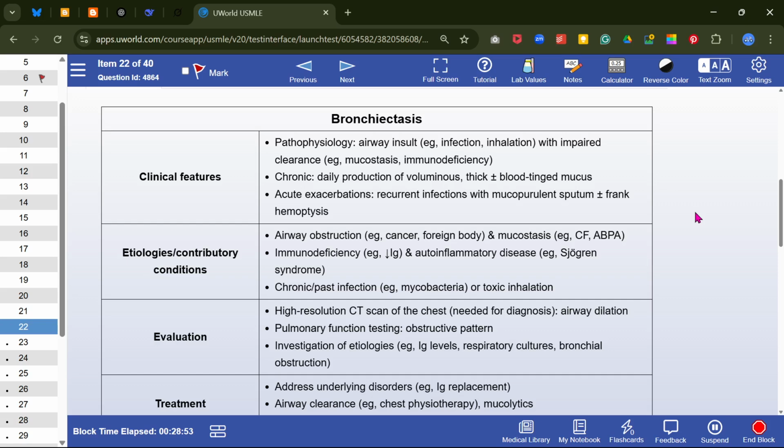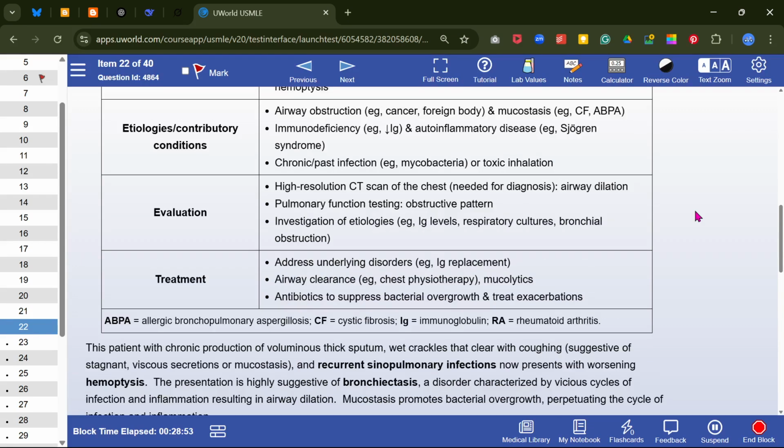HRCT, high resolution CT scan of the chest, is needed for diagnosis, where we will find airway dilatation. Pulmonary function tests show an obstructive pattern. Investigation of etiologies includes immunoglobulin level, respiratory culture, and bronchial obstruction. Treatment is to address the underlying disorder, immunoglobulin replacement, airway clearance, chest physiotherapy, mucolytics, and antibiotics to suppress bacterial overgrowth and treat exacerbations.